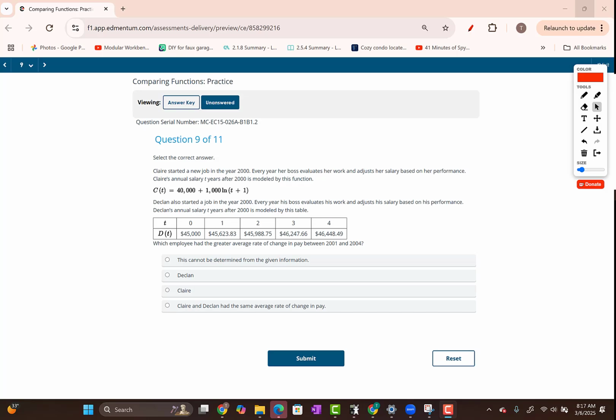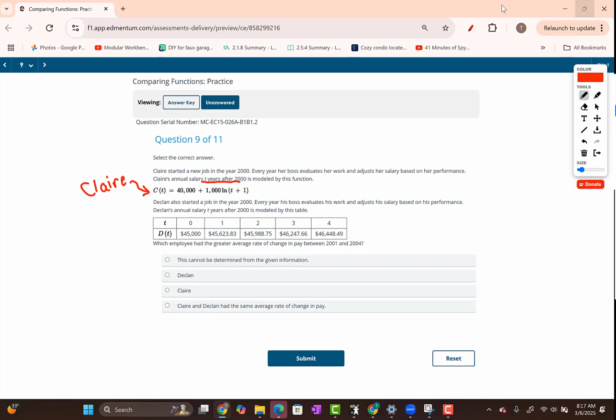Question 9. Claire started a new job in the year 2000. Every year, her boss evaluates her work and adjusts her salary based on her performance. Claire's annual salary T years after 2000 is modeled by this function. So even though they've used the letter C, I'm going to write Claire just so we're clear. This is the function for Claire that we're going to compare to Declan.